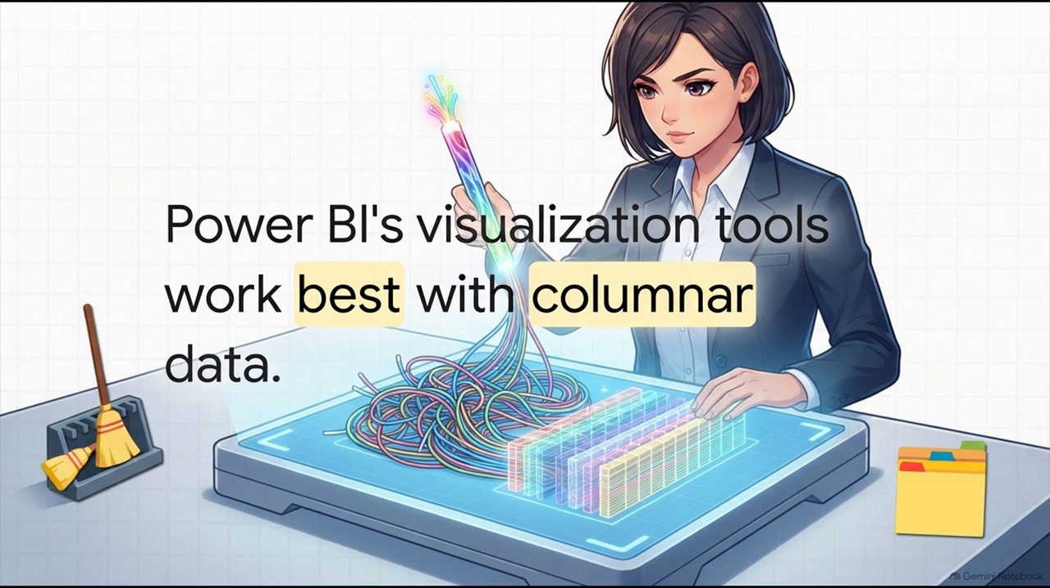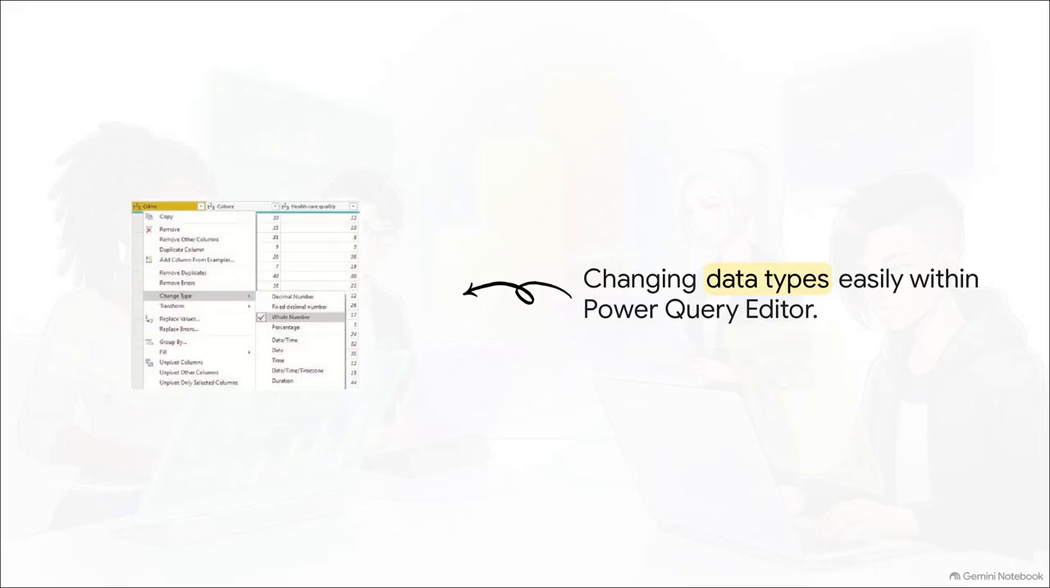We often have these complex Excel sheets with merged headers that look amazing to a human, but they're an absolute nightmare for automated queries. Transforming data is just the necessary step of taking that messy real-world data and structuring it so the software can actually read it. To fix that mess, we use the Power Query Editor inside Power BI Desktop.